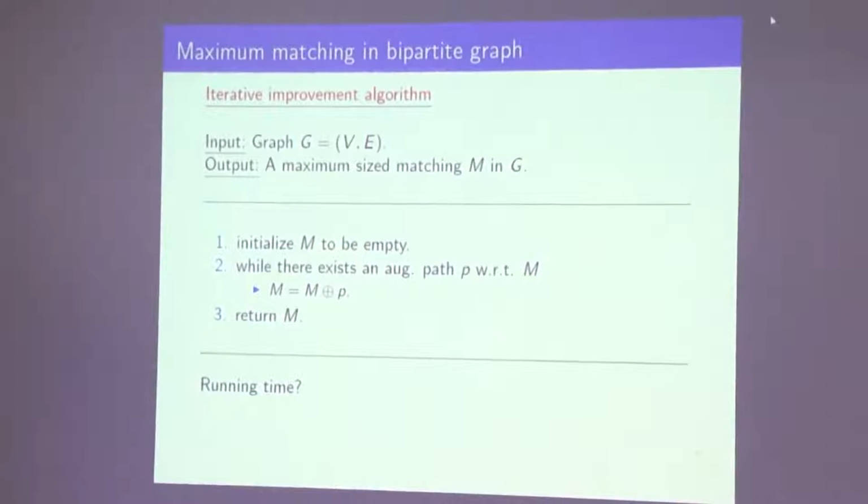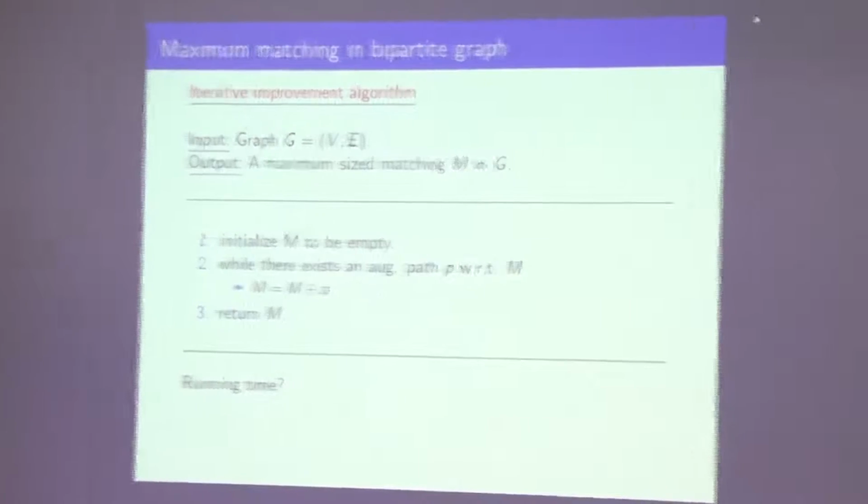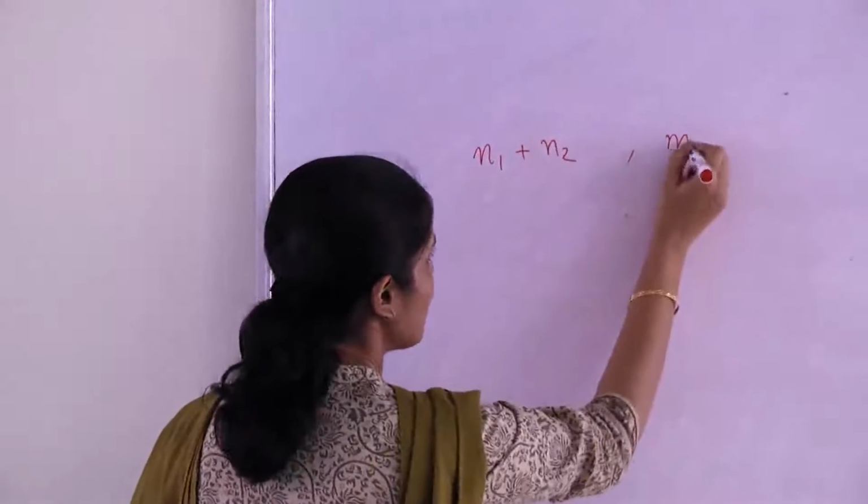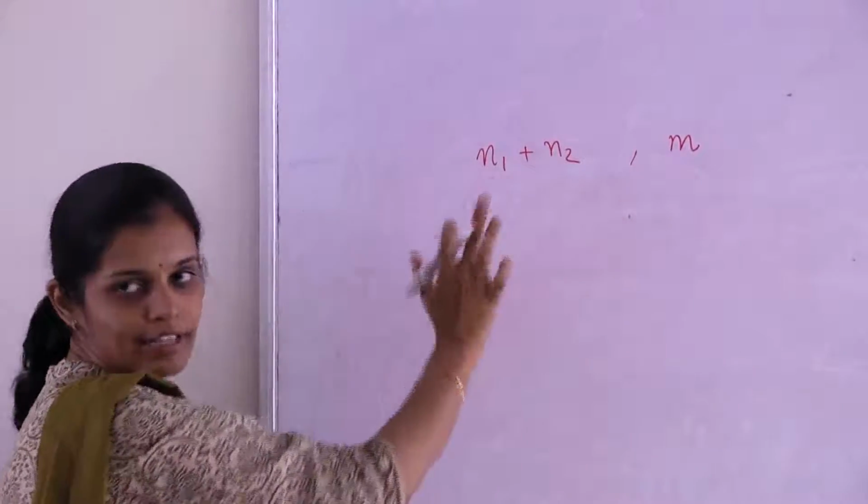So we need to know: have we blown up our graph too much? Remember that we are given a graph initially which had some n vertices, so let me write them as n1 plus n2, n1 vertices on the A side, n2 vertices on the B side, and some m edges, which is going to be a function of n1 and n2.